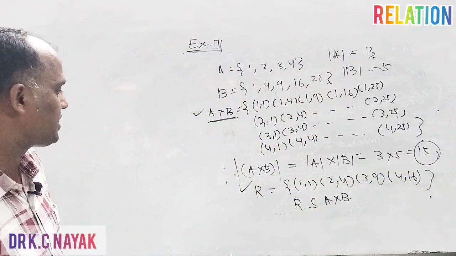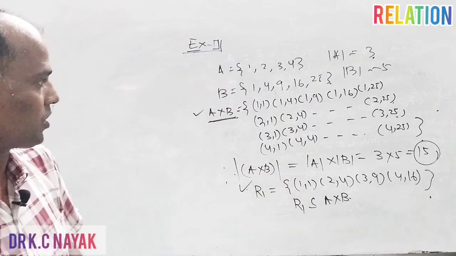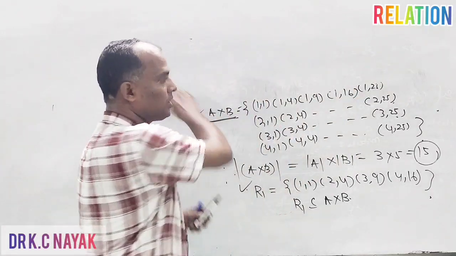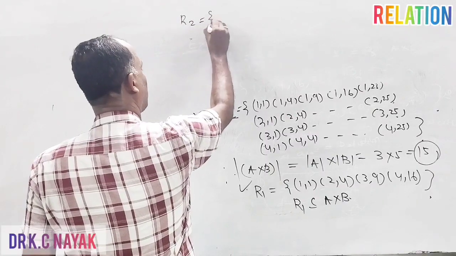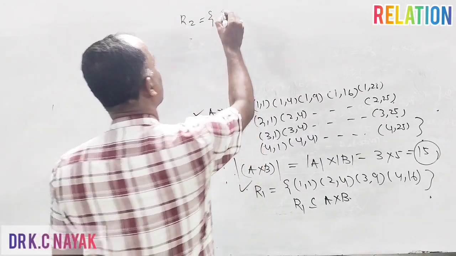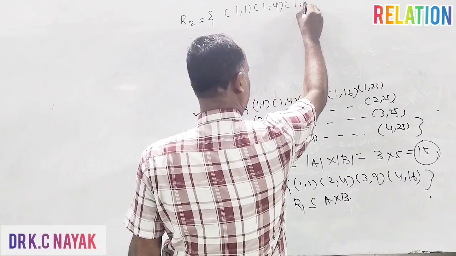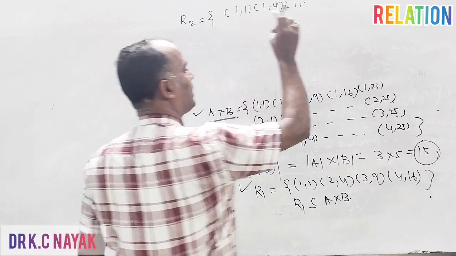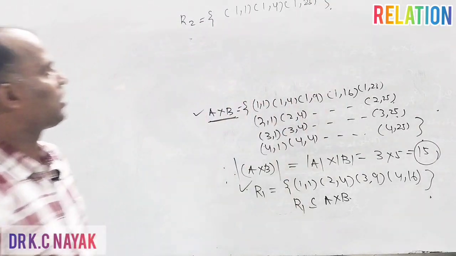Suppose this is the relation R1. That means R1 is a subset equal to A cross B. Again we may choose, suppose, R2. Here R2 is equal to what? Suppose I choose (1, 1), (1, 4) and (1, 25). Right? Right or not?